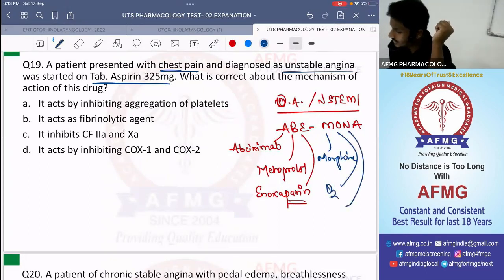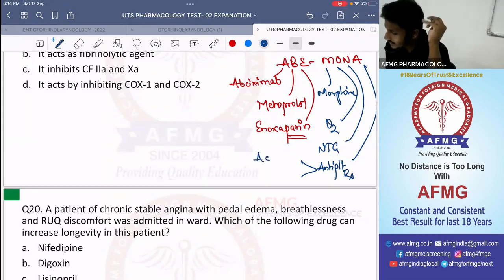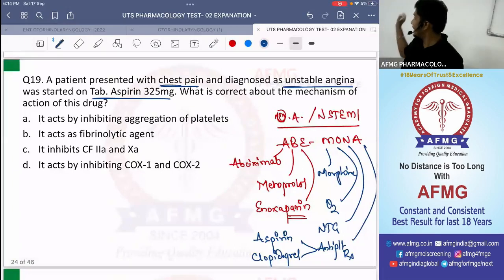O goes for oxygen. N goes for nitroglycerin, and A goes for antiplatelet therapy. Why will I write antiplatelet therapy? Because we give dual antiplatelet therapy nowadays, and the two drugs given are, first, the antiplatelet drug aspirin, and second, the antiplatelet drug clopidogrel. Okay? No issues with this, anybody? That is the treatment for unstable angina or non-ST elevation MI.